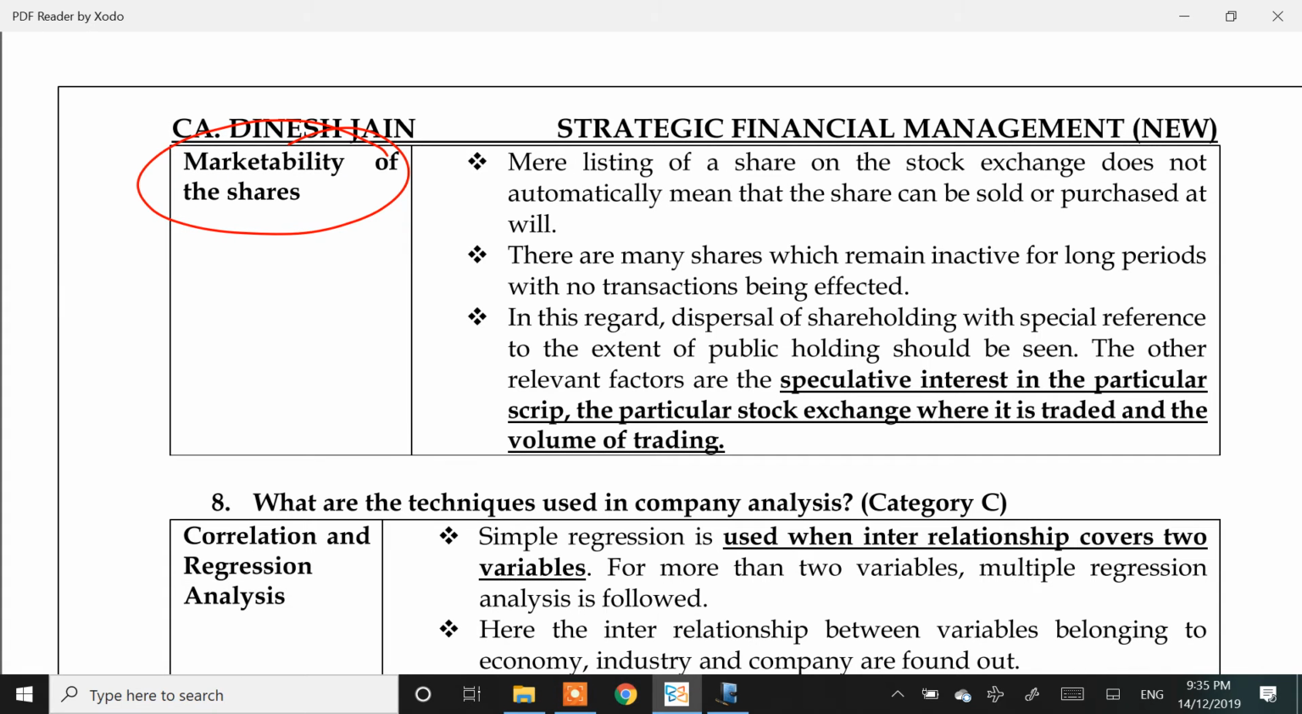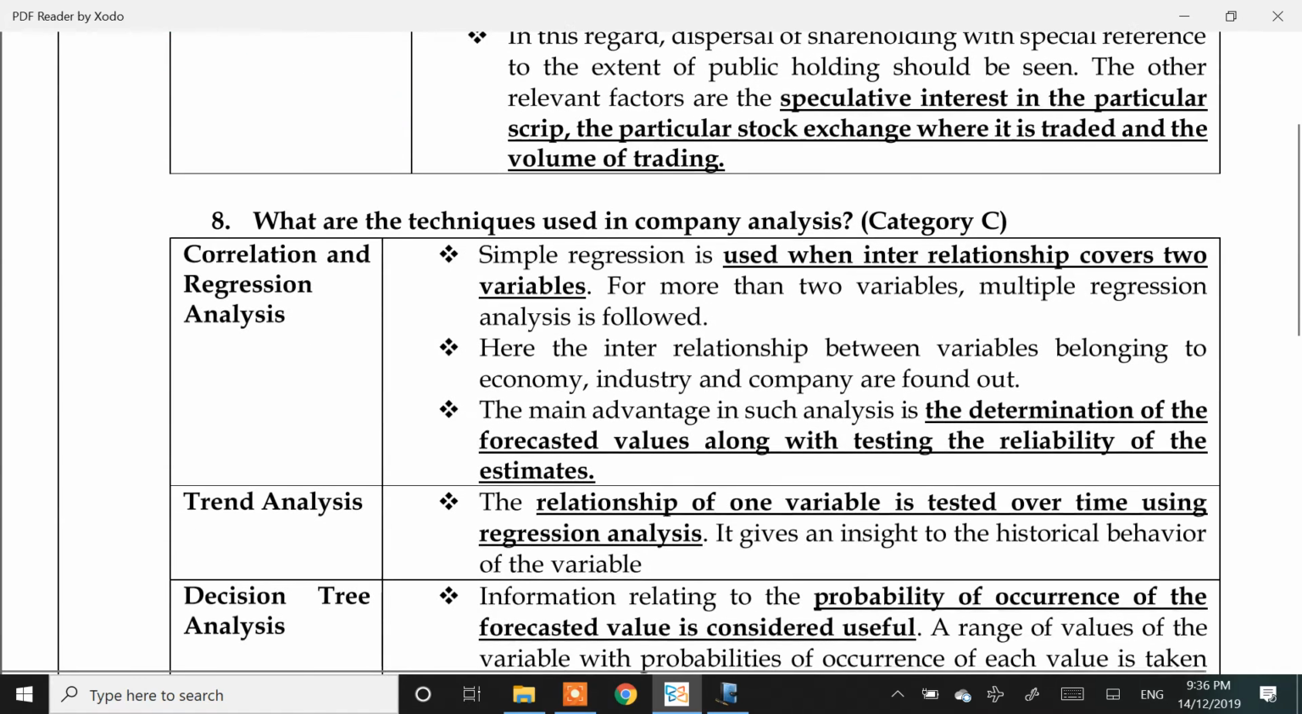Now, what are the various techniques which we use in company analysis? First is correlation and regression analysis. Correlation and regression is the same as industry level analysis and at a company level. In industry level also, I explained to you that it can be a single regression analysis or a multiple regression analysis. So you try to find interrelationship. Simple regression is for two variables. For more than two variables, you do multiple regression analysis. This will help you in finding out how the company is going to perform.